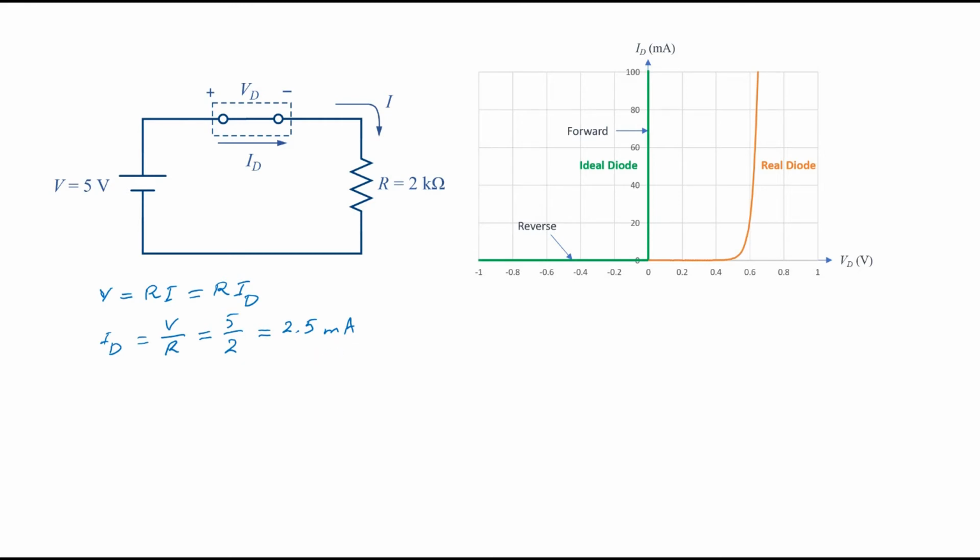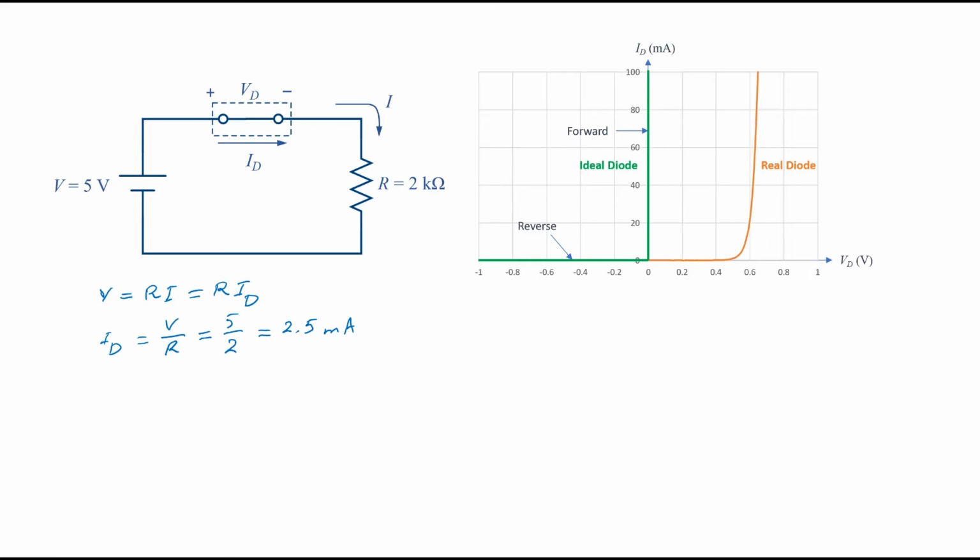Here I have drawn the equivalent circuit and was writing a KVL equation only for explanation and for clarification. We really don't need to do that. By looking at the circuit, we can even have a mental calculations. 5 volts divided by 2 kilo ohms is 2.5 milliamps.